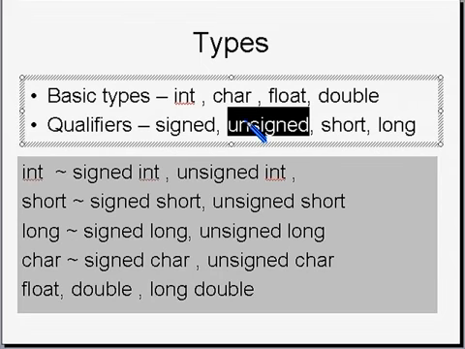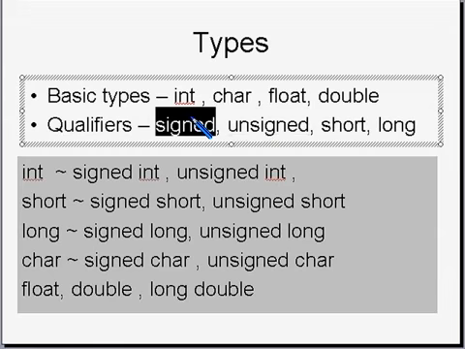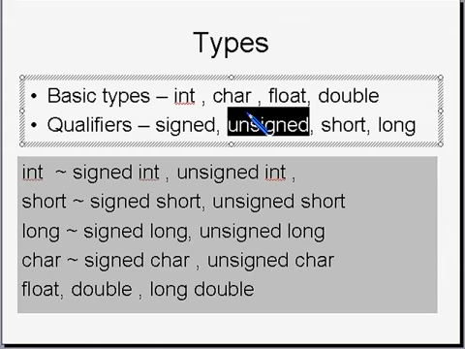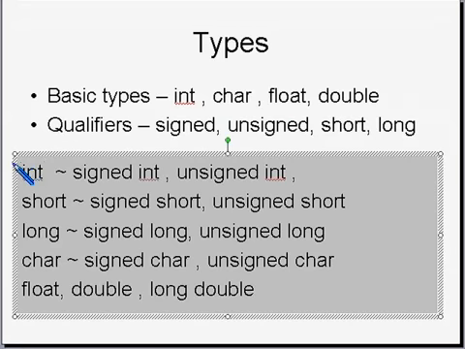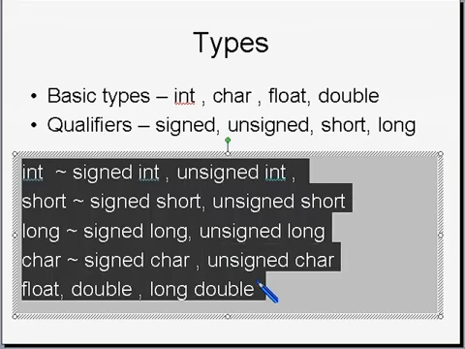You need to keep in mind that signed and unsigned can be used with int and char, but short and long can be used only with int. But when you use it with int, you don't write int at all. That means you just say short and long. Okay, and you can use signed and unsigned along with short and long. So here I have defined all the variables that you can declare.